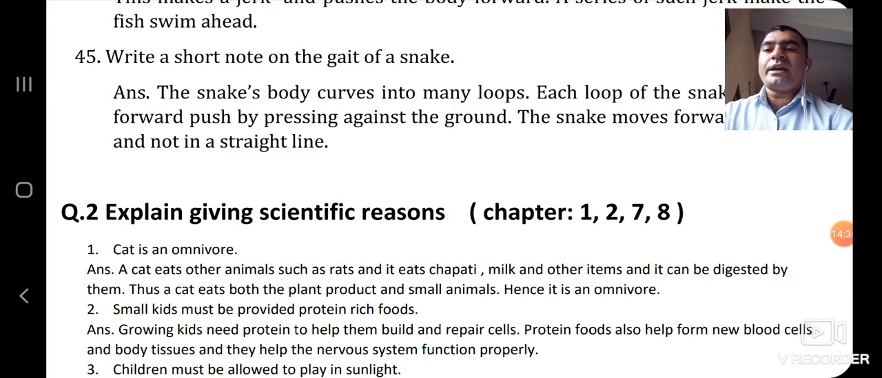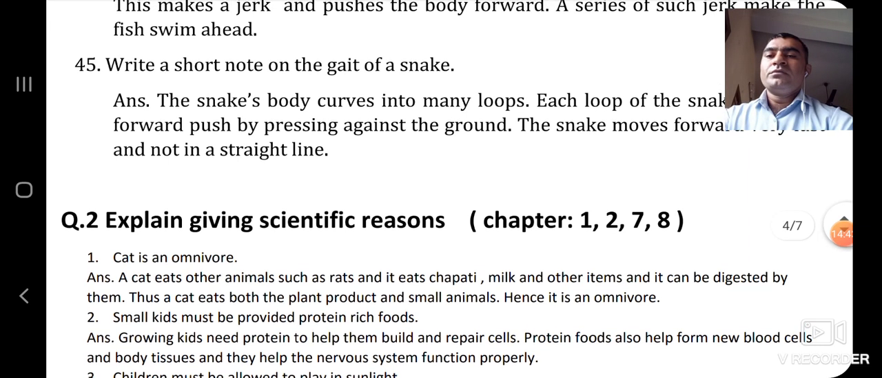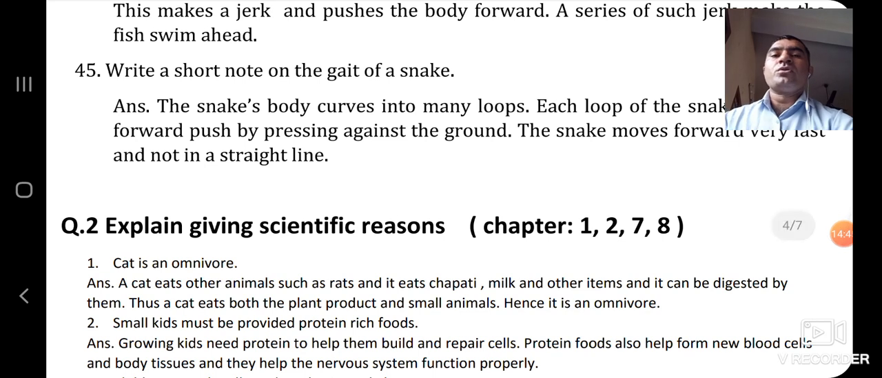Now the next question we have: small kids must be provided protein-rich food. See, small kids have to grow, so the most important nutrient for them is protein. For growth, protein helps them, and protein helps in building and repairing cells, it helps to form new blood cells and body tissues, and it helps the nervous system to function properly.